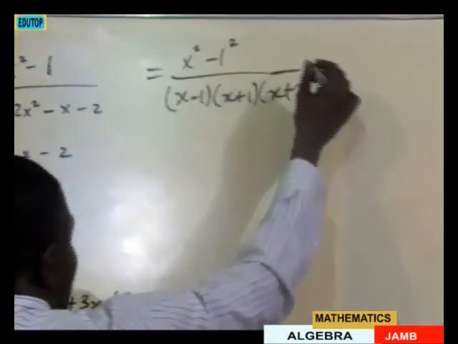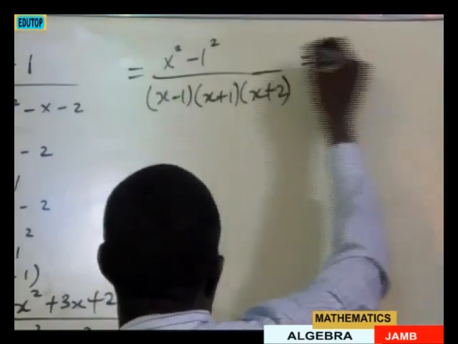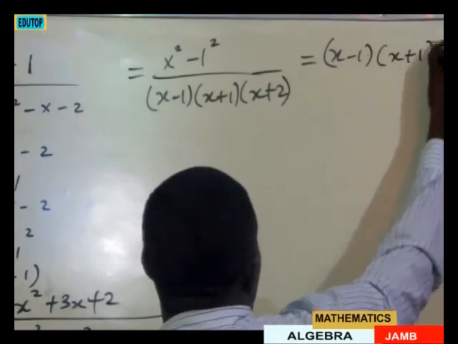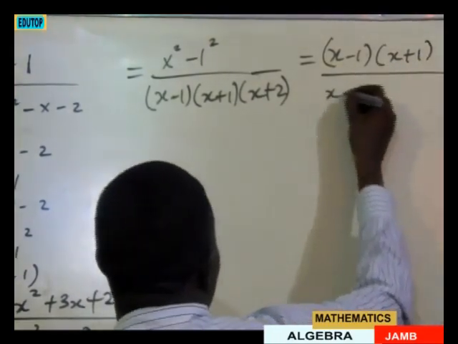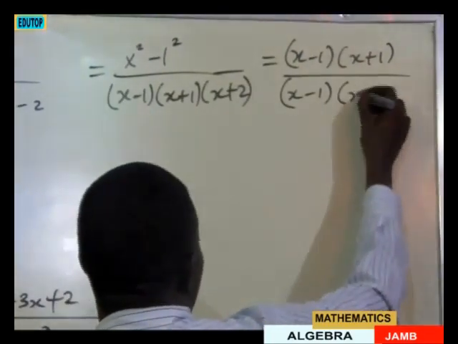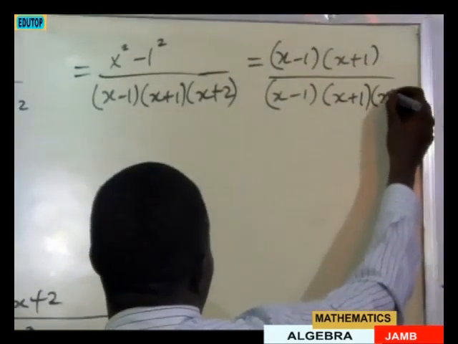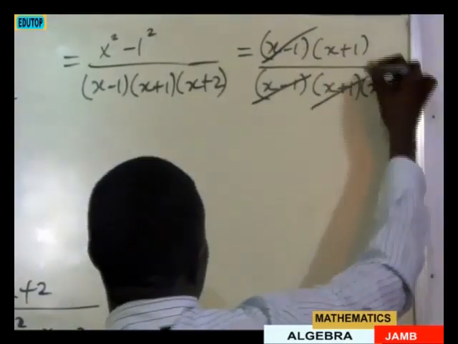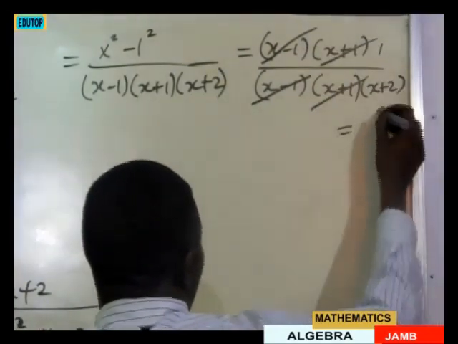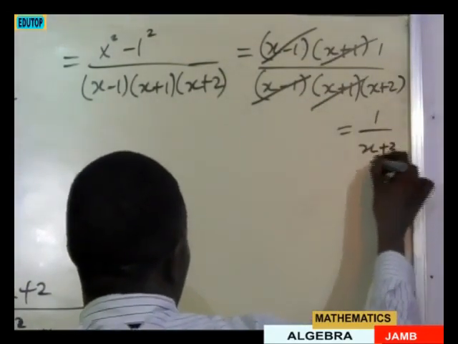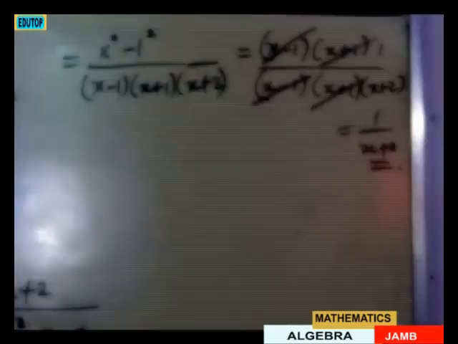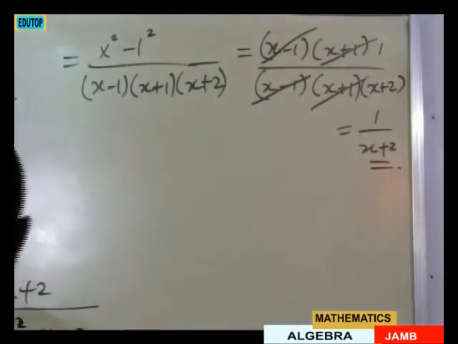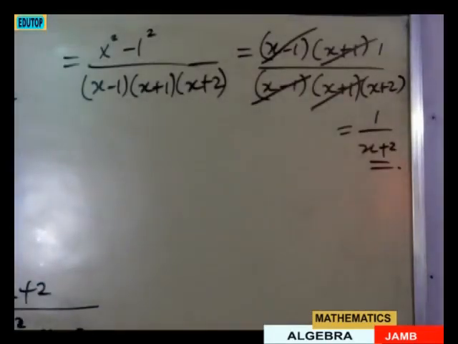Then this one, I can break it down. This is a difference of 2 squares, which will mean x minus 1, x plus 1, over x minus 1, x plus 1, x plus 2. Look at it now. This one can cancel, this one can cancel. So I have 1 over x plus 2. You can see the way I've been able to simplify a complex situation to a simpler situation. That is it on question 15.